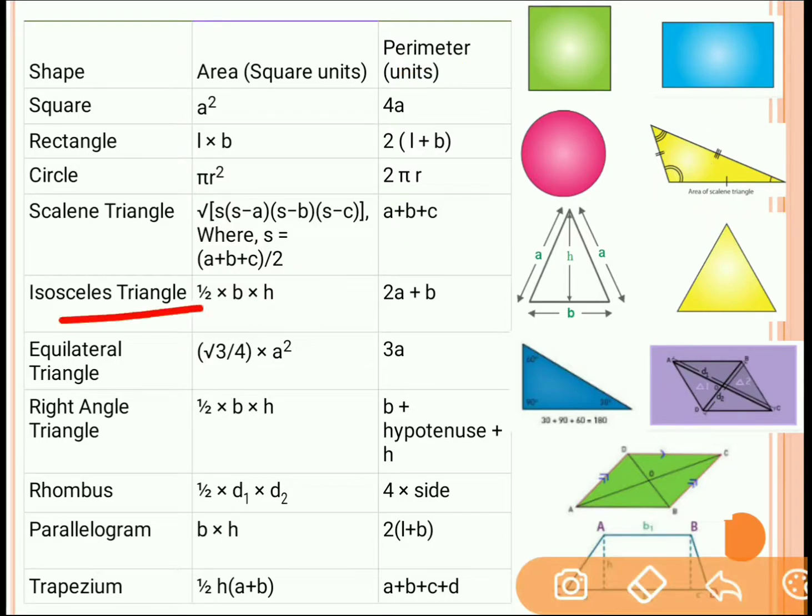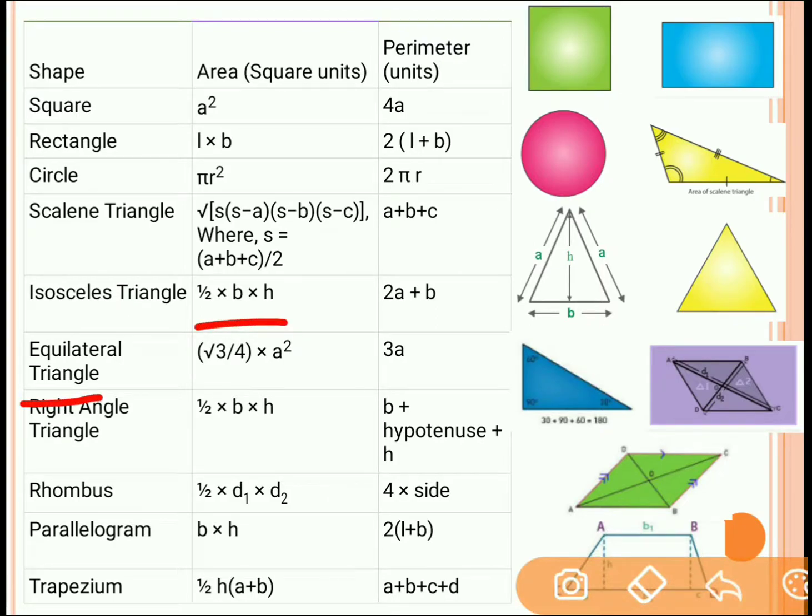Next is isosceles triangle. A triangle which has two sides equal is called an isosceles triangle. As you can see in this figure, these two sides are of the same length A and there is a different side length B. So the perimeter will be 2 times A plus B, and the area of an isosceles triangle will be what? Half times base into altitude. Altitude over here is nothing but the height from the apex, the top point of the triangle, to the base. So the area of an isosceles triangle is half into base into height.